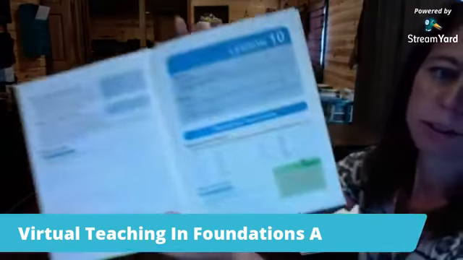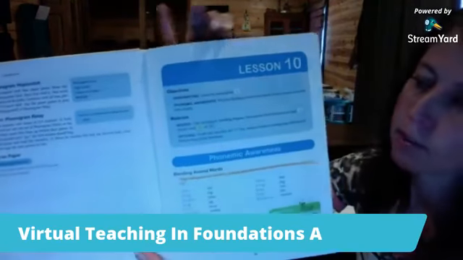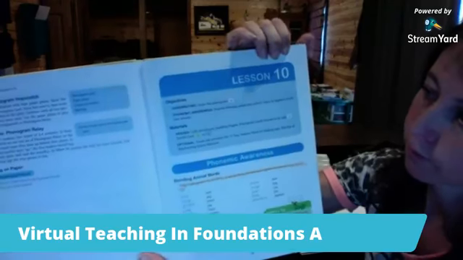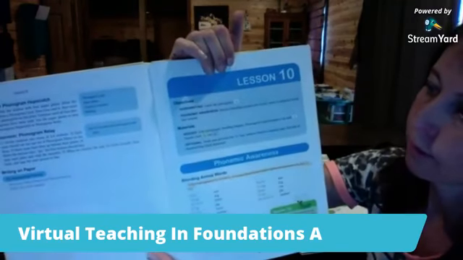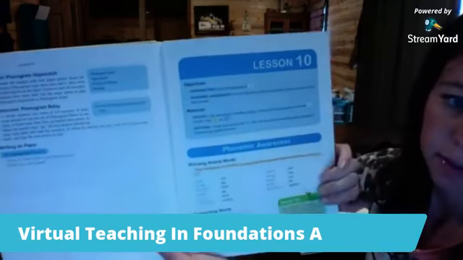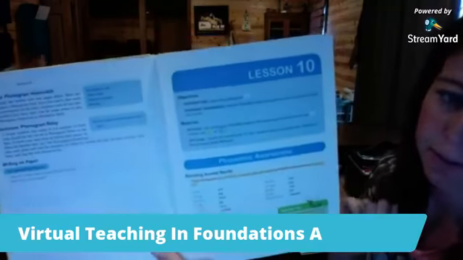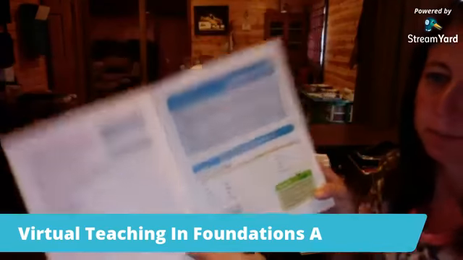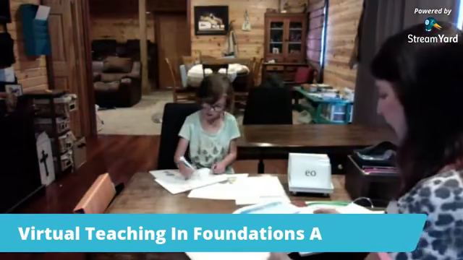So we're going to go to lesson 10. The objective is to learn the phonogram O. It will tell you the phonemic awareness and the materials that you need. This is a teacher's manual, so it tells you everything that you have to say and how the worksheets go. So we are going to start off.